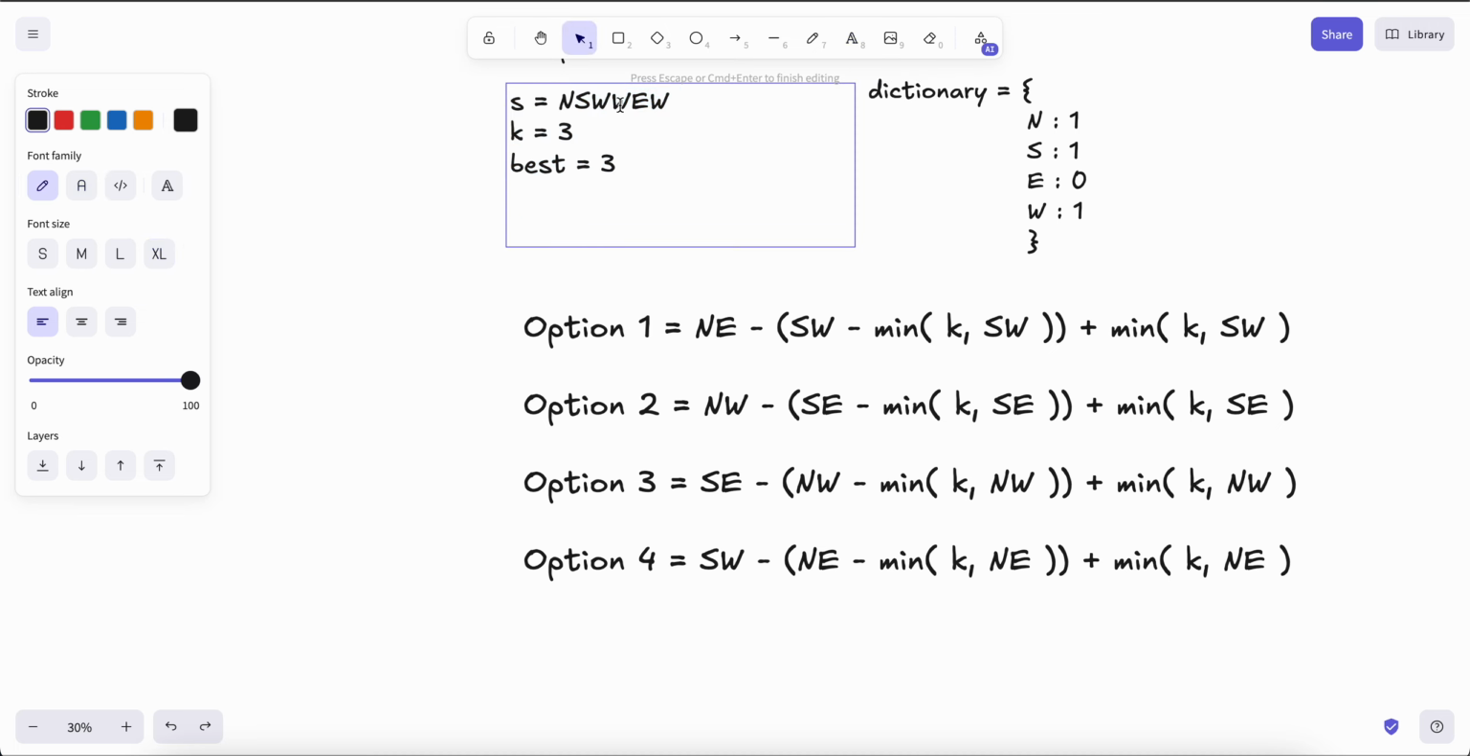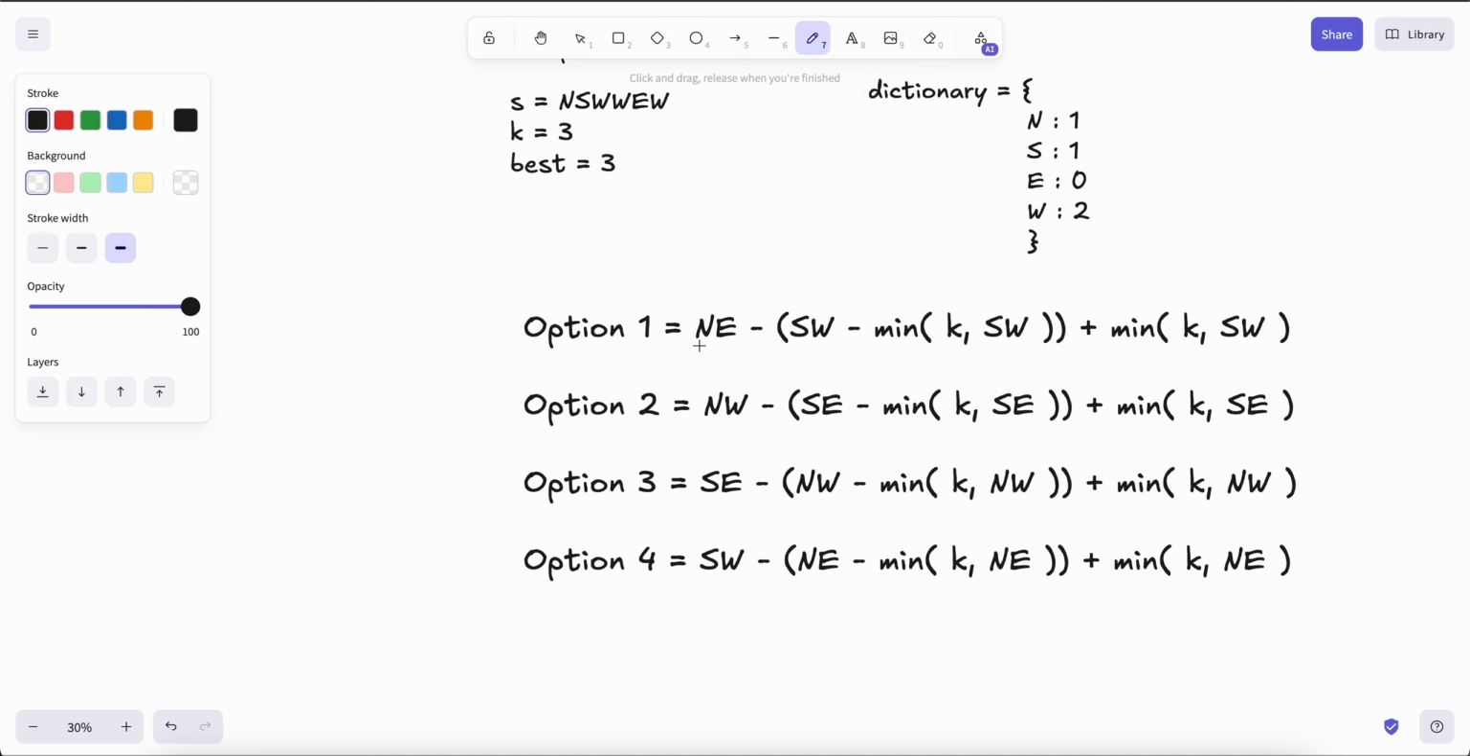Now the next value that we're going to update is at index 3, which is W, so I update the value of W to 2. Alright. Now if I continue the process, NE is 1, correct? N is 1 and E is 0, minus SW. What is SW? SW is 3, minus what? K value is 3 and SW is 3 now. So 3 minus 3 will be 0, plus the minimum value of k and SW, which is 3, so we get 4 here.